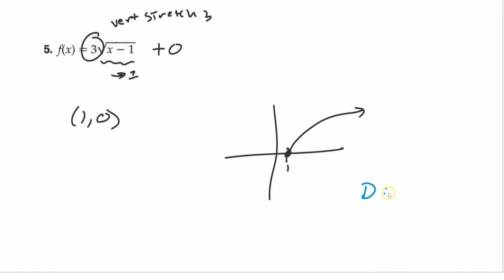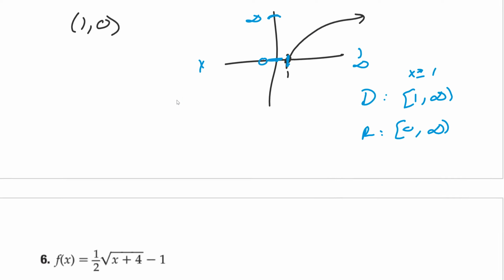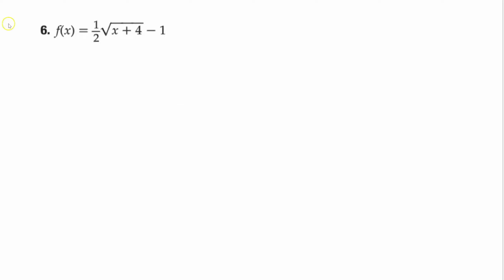Domain, again, you can look at the inside and go, okay, +1, so x greater than 1. Or you can look at your graph. Start at 1 and go to infinity. So 1 to infinity. My range, we're starting at 0, low to high, and ending at arrow, infinity. So that's the graph. That's my domain and range. Next one.